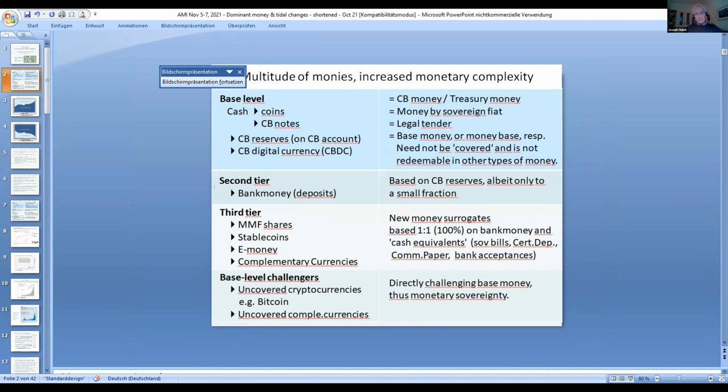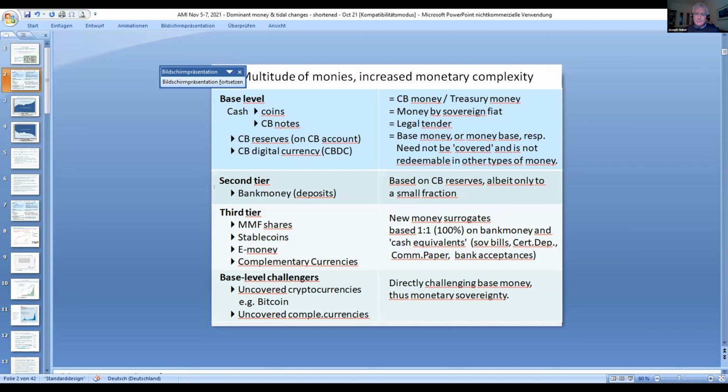Let's start with base level money, and that's base money as we know it. It's the money base. It's issued by the central banks, partly maybe still by some treasury. And it consists of solid cash, which is coins and central bank notes, and the central bank reserves, the money on account used by the banks, but unavailable to us, the money-using public. And now soon coming on is central bank digital currency, CBDC, or you can also say sovereign digital currency, because it's issued by a sovereign body.